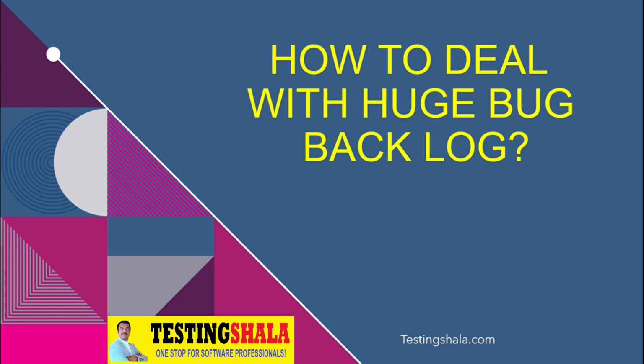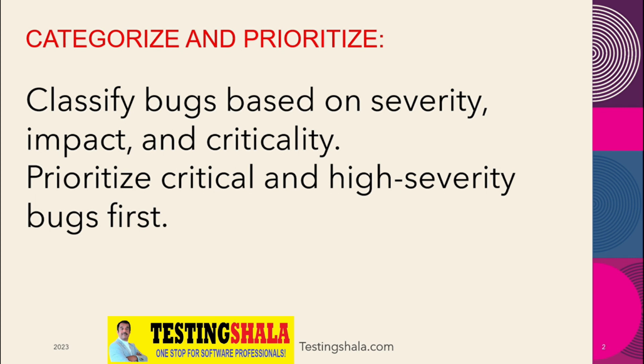In order to deal with a huge backlog, we need to follow various steps in tackling this issue. So we will go one by one. One is the prioritization of our defects or bugs based on severity, impact or criticality. If we do that, then we will be fixing the critical or high severity ones first, and our life becomes very easy.